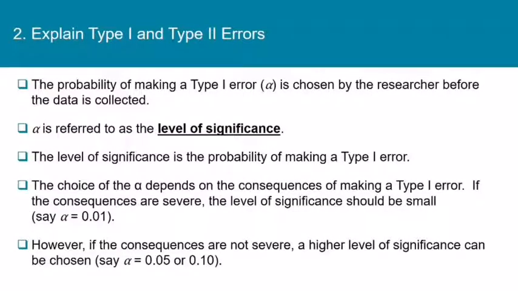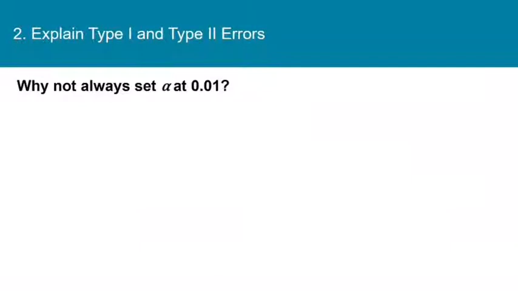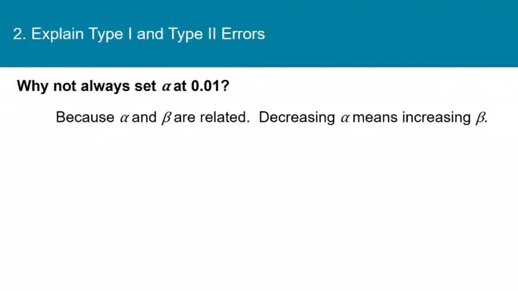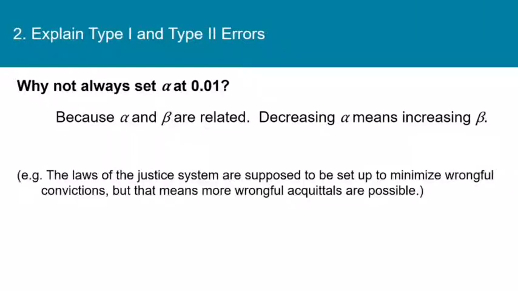On the other hand, if the consequences of making a type 1 error are not severe, then a higher level of significance can be chosen. Like we might let alpha equal 0.05 or 0.1. So I know what you're thinking. You're thinking, well, why not always just leave alpha at 0.01 then? Well, that's because alpha and beta are related. If we make alpha small, that means we're making beta larger. So we also have to take into account the consequences of making a type 2 error.